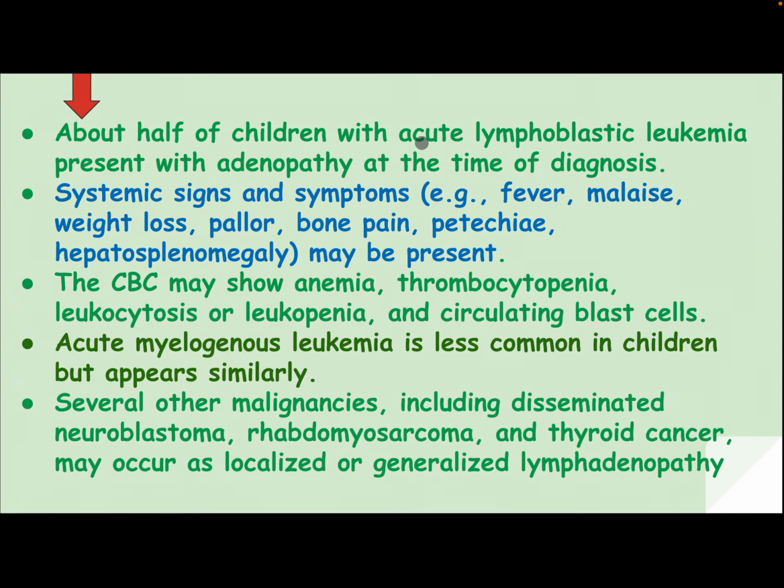About half of children with acute lymphoblastic leukemia present with adenopathy at the time of diagnosis. Systemic signs and symptoms: fever, malaise, weight loss, pallor, bone pain, petechiae, hepatosplenomegaly may be present. The complete blood count may show anemia, thrombocytopenia, leukocytosis, or leukopenia, and circulating blast cells. Acute myelogenous leukemia is less common in children but appears similarly. Several other malignancies, including disseminated neuroblastoma, rhabdomyosarcoma, and thyroid cancer, may occur as localized or generalized lymphadenopathy.